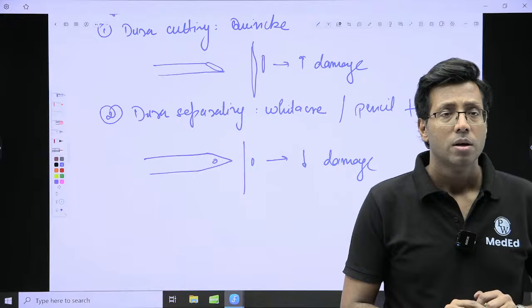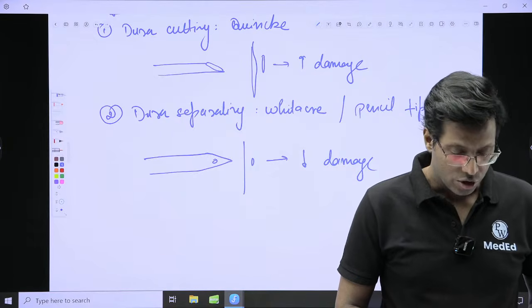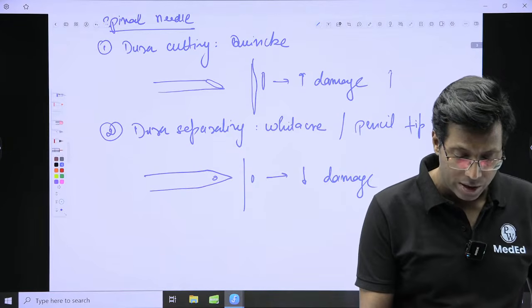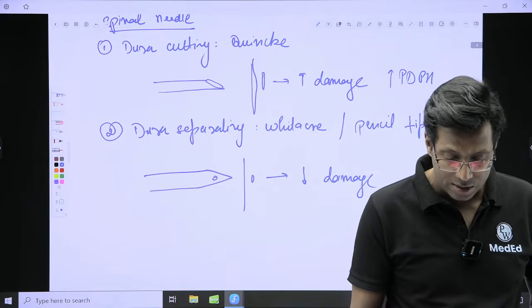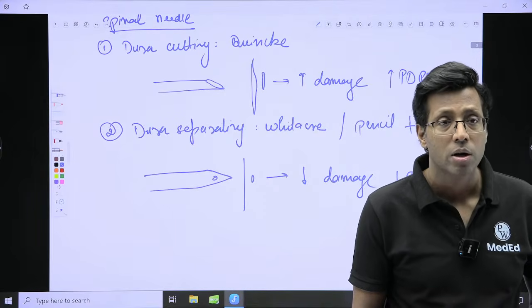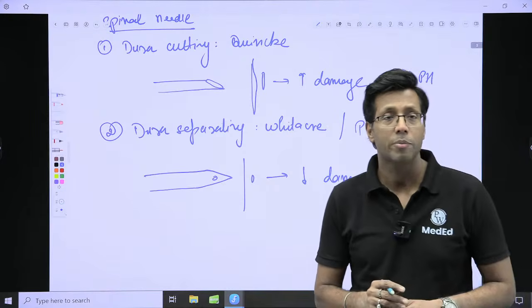Okay. Dr. Dhanush says PDPH. Yes, correct. More damage means more PDPH. Correct. More incidence of PDPH. Absolutely correct. Less damage means less incidence of PDPH. Dr. Dhanush says correct. Okay, absolutely correct.